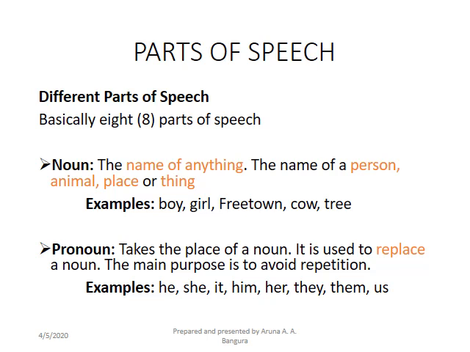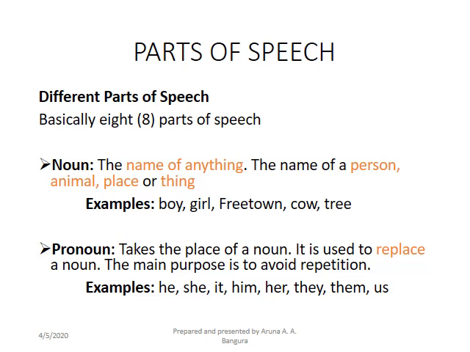Now we have the noun. A noun is the name of anything. It can be the name of a person, an animal, a place, or a thing. Examples are boy, girl, Freetown, cow, tree. Right. So the name of anything is a noun. In other words, a noun is the name of anything.